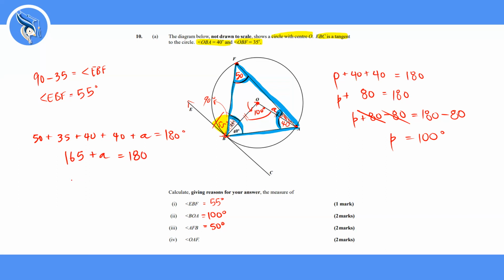How would you solve for A? Nice, 165 minus 165 plus A is equal to 180 minus 165. 165 minus 165 is 0. So A is equal to 180 minus 165. And that is equal to 15 degrees. So we have 15 degrees to work with right here, right?